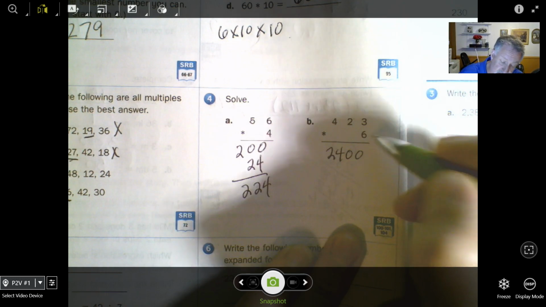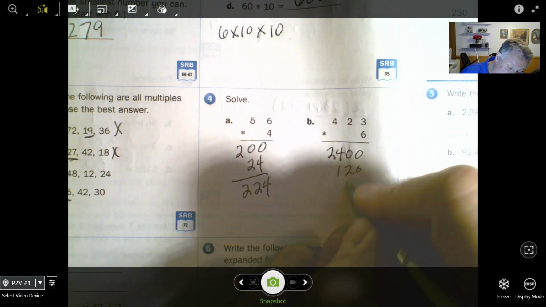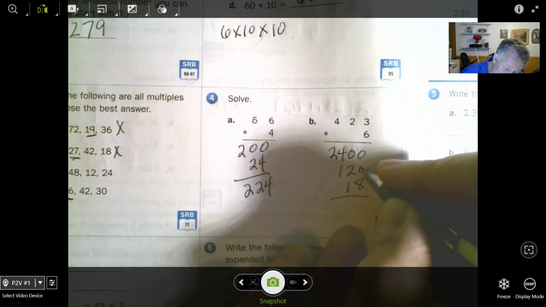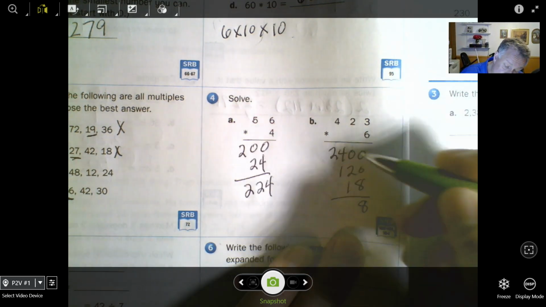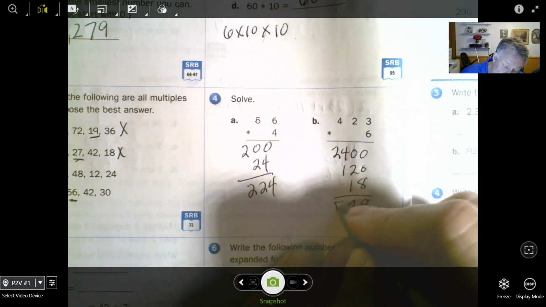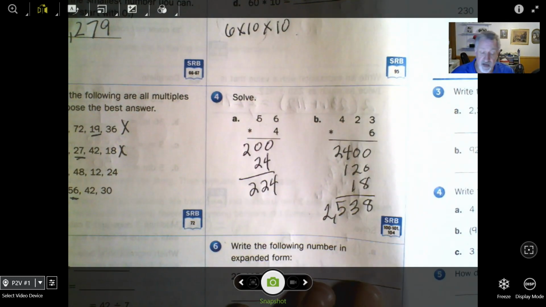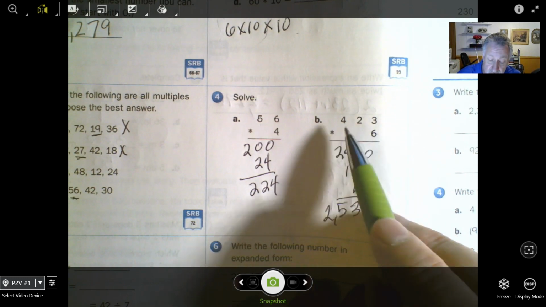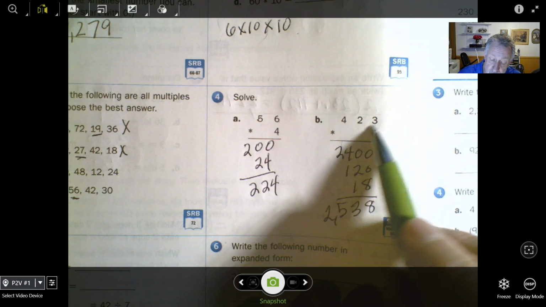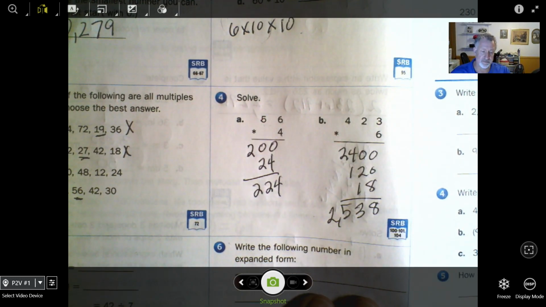And for the next one, 400 times 6, that's 2400. 20 times 6 is 120. And 3 times 6 is 18. Add up all my groups, 2,538. And again, I can do a quick check. Does my answer make sense? Well, 6 times 400 is 2400, and I'm going to have a little bit more than that. So, yeah, I would say that answer makes sense.